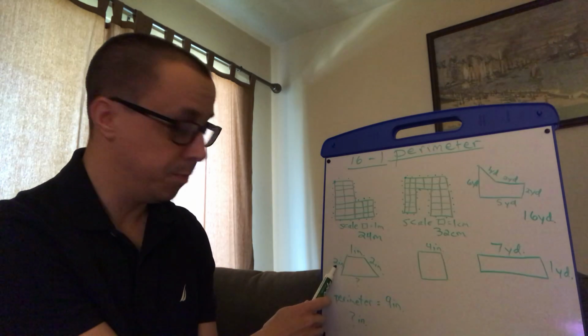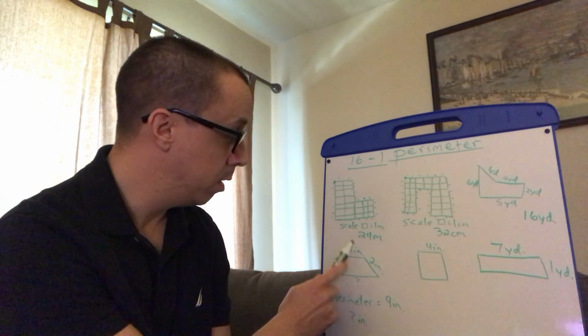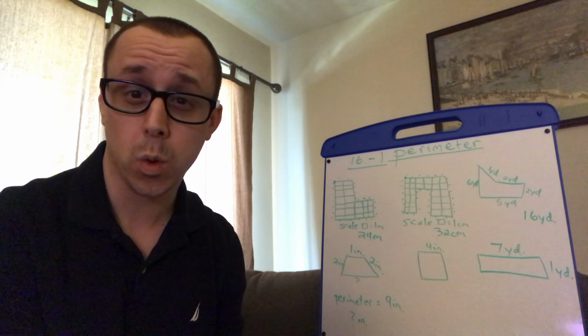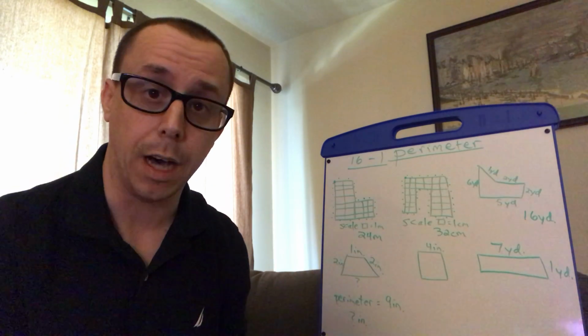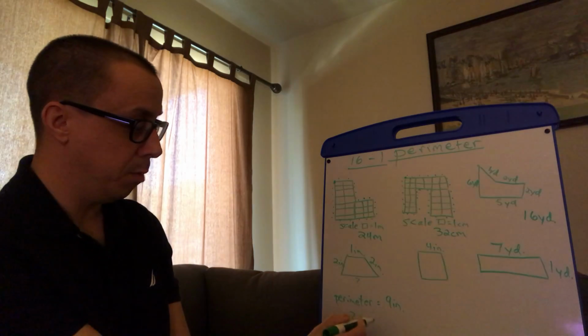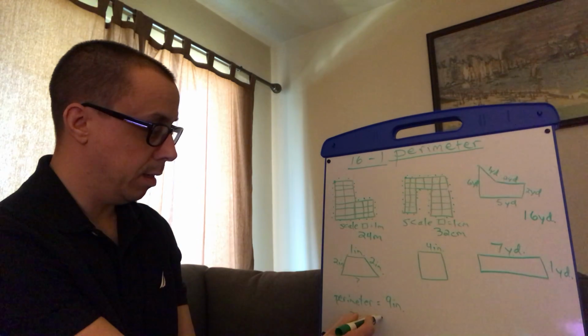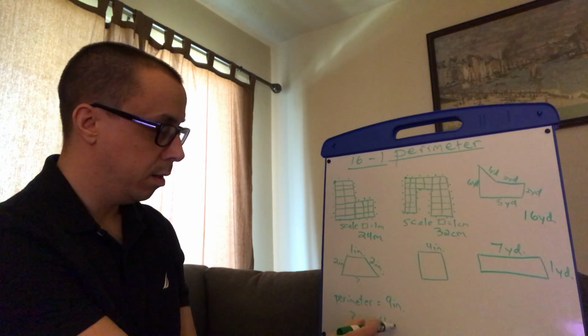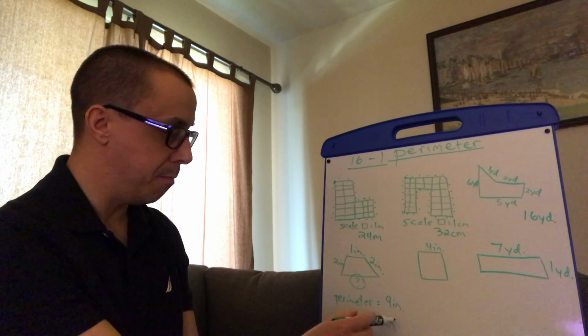I'm given 2 and 2 and 1. 2 plus 2 is 4, plus 1 is 5. So 9 minus 5 means that that missing part is 4 inches. Okay, I found that missing part.